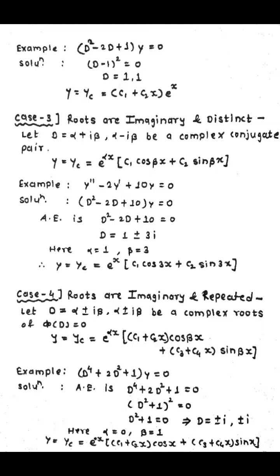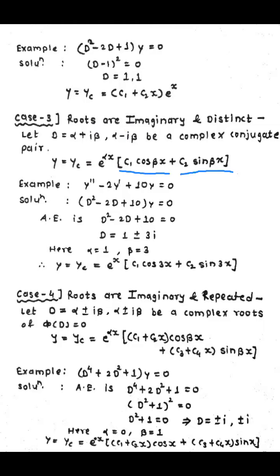Now here the number of roots is 2. These are distinct, not equal. So we require two constants c1 and c2. Now students, alpha is the real part of the complex number and beta is the imaginary part of this complex number. Student, always consider the beta value with a plus sign. Alpha values may be positive or negative, or sometimes 0 also. So you can write yc for this complex number as e raised to alpha x into bracket c1 cos beta x plus c2 sin beta x.